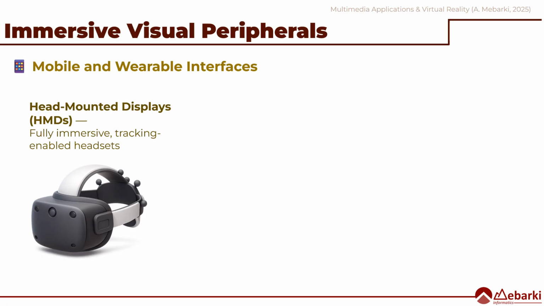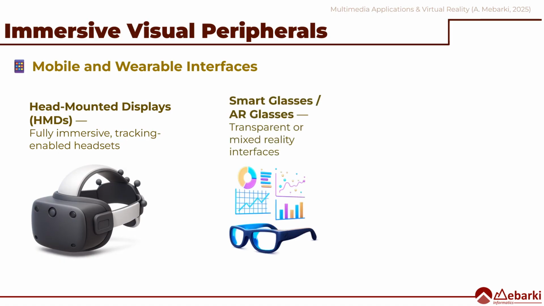Next, smart glasses and augmented reality headsets. These devices overlay virtual content onto the real world using semi-transparent lenses or waveguides. Users can see and interact with both real and virtual elements at the same time. Examples include Microsoft HoloLens and Magic Leap 2, enabling true mixed reality experiences.